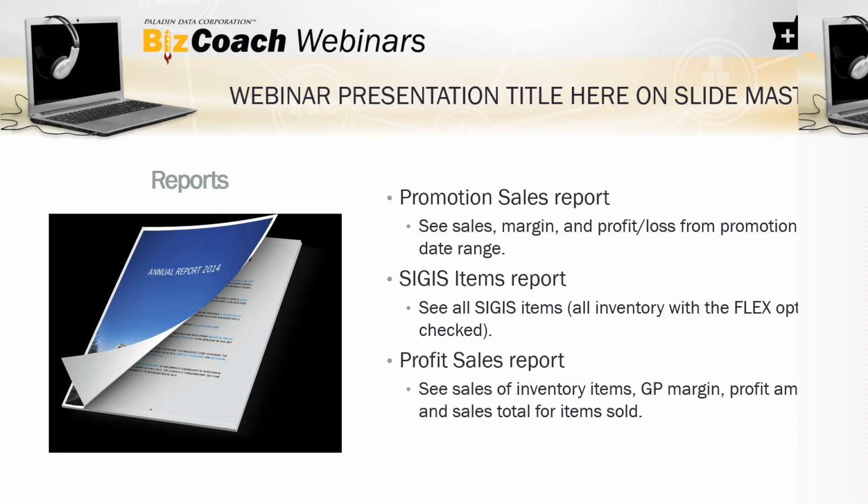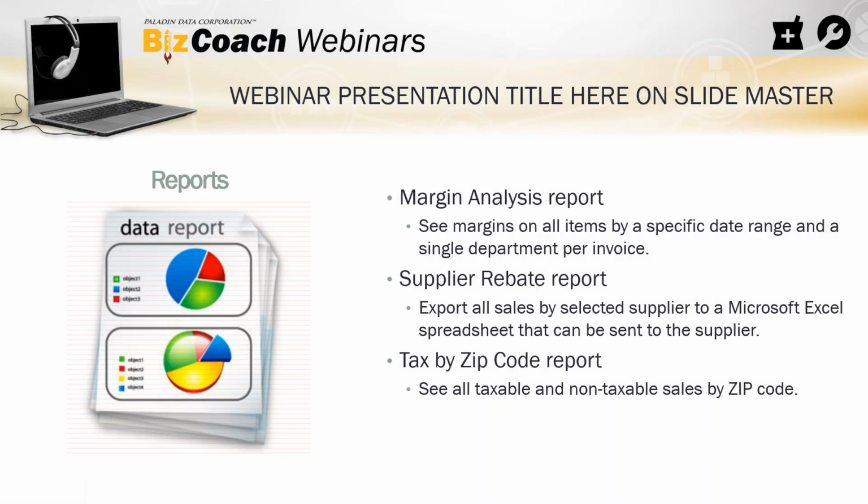The margin analysis report. You can select a date range and a single department, and it allows you to see your margin breakdown per invoice. So not per item or per customer or per date range or per department. This actually shows the margin breakdown per invoice.